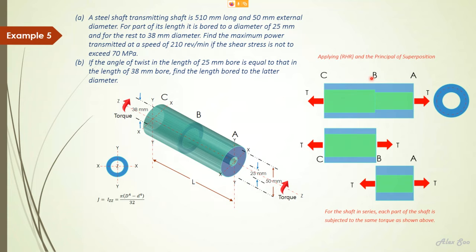So what we can do is apply the principle of superposition over here. I hope you still remember the principle of superposition from your mechanics of engineering materials. Let us consider this to be L1 and this is L2. And then we put A, B, and C: section AB is based on the internal diameter 25 mm, and section BC is based on the 38 mm internal diameter. So split it up into two parts.